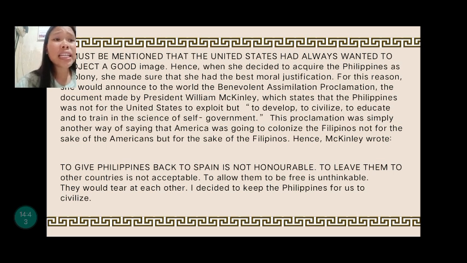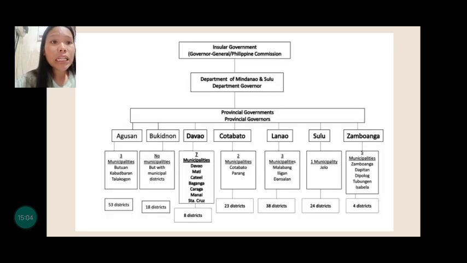It is mentioned that the United States always wanted to project a good image. Indeed, they did not want to exploit, but to develop, to civilize, to educate, and to train in the science of self-government. So here is the administrative structure of the department.